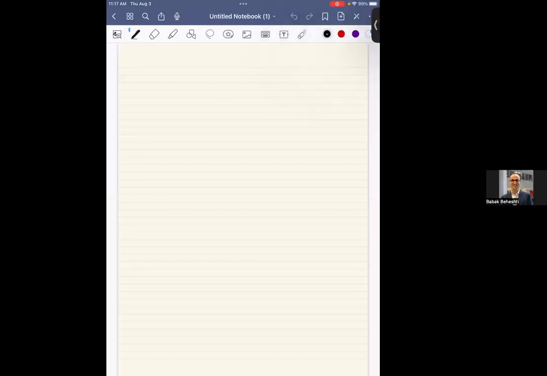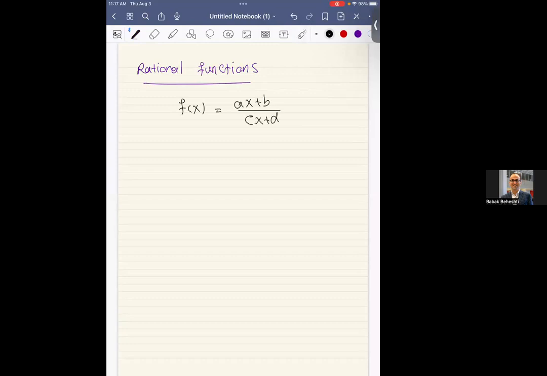Okay, excellent. Now, remember that yesterday we talked about rational functions of the form f of x equal to ax plus b divided by cx plus d. So for any rational function, we want to identify the horizontal asymptote, vertical asymptote, and then using that, we are going to draw the graph, okay?